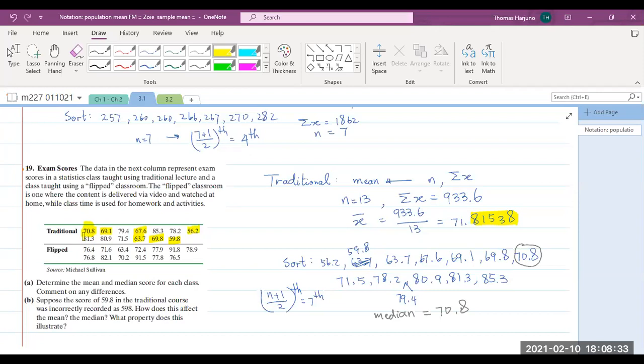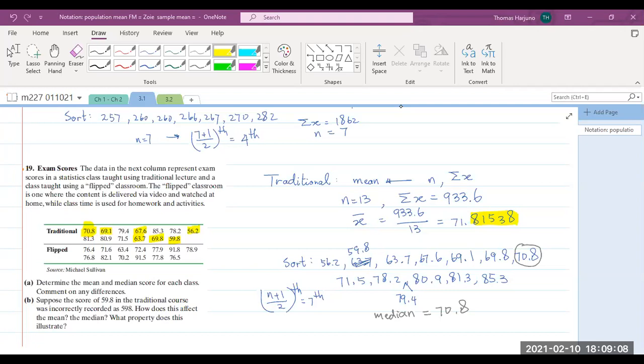Now, the reason I show you to sort is the following. Let's say we don't have 13 numbers. Hold on, do I make a mistake? 71.5. Is the median 71.5? I don't think so, though. No, Professor, I was helping with the ordering. Oh, okay. Thank you.